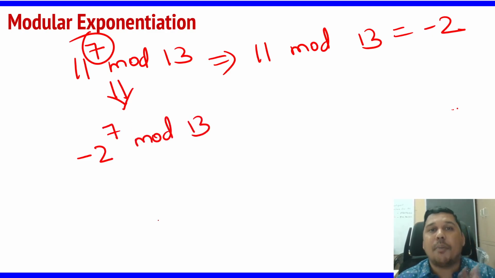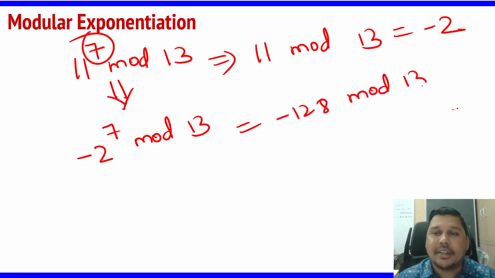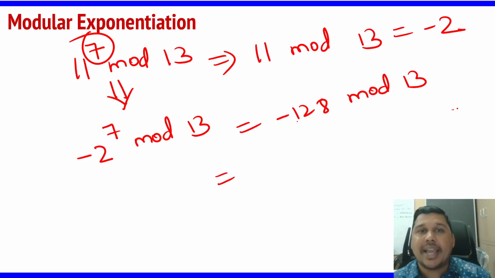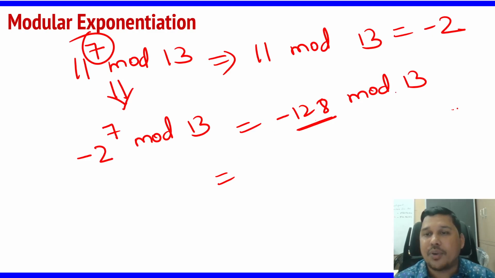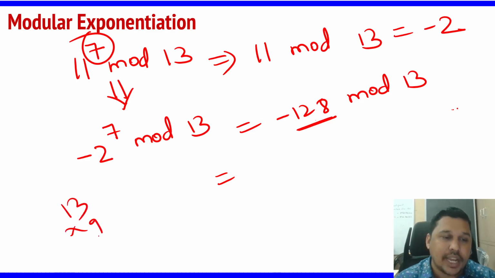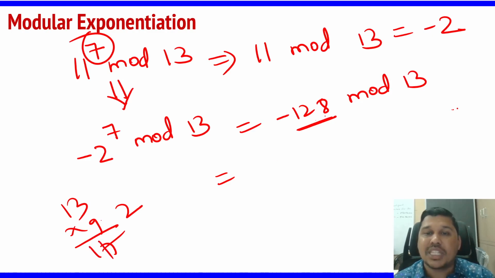See, I reduced the complexity of the problem by applying this rule. Now, what is minus 2 power 7? It is minus 128 mod 13. So, how to calculate this? If the value is large and it is a negative number, you ignore the sign. First find out what is 128 mod 13. 13 into 9 is 117, so dividing by 117 the remainder is 11. So 128 mod 13 gives 11.